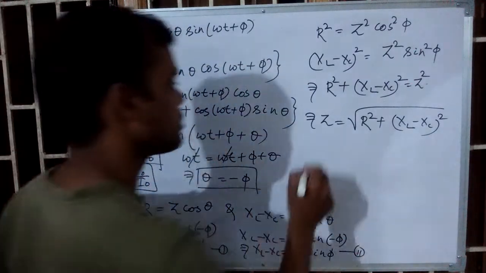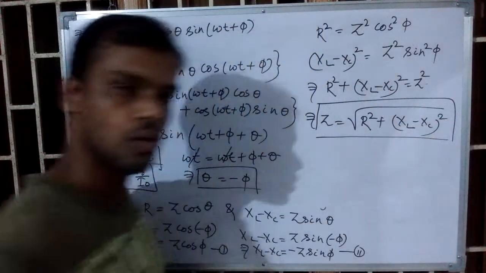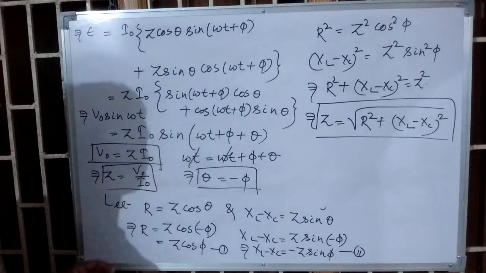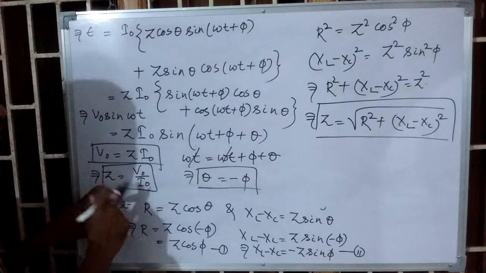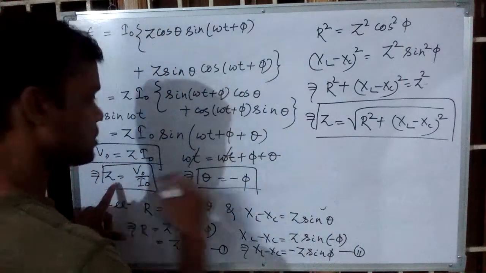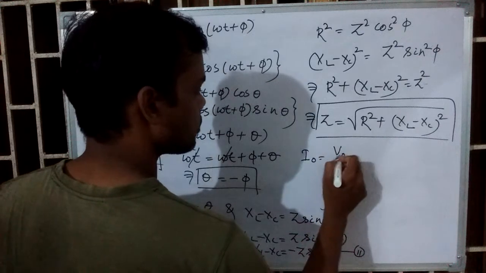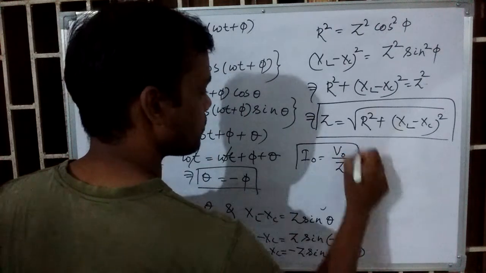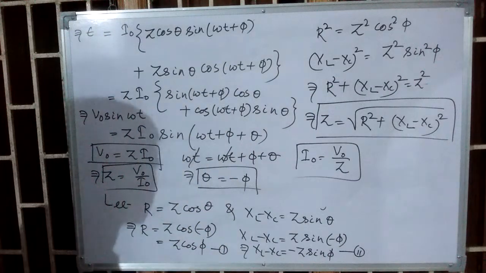We have already got Z. Now we have to decide, Z we have got. That means what is the value of I naught? So from this equation, I naught is equal to V naught by Z, because we have already got Z. Then what is the value of phi?